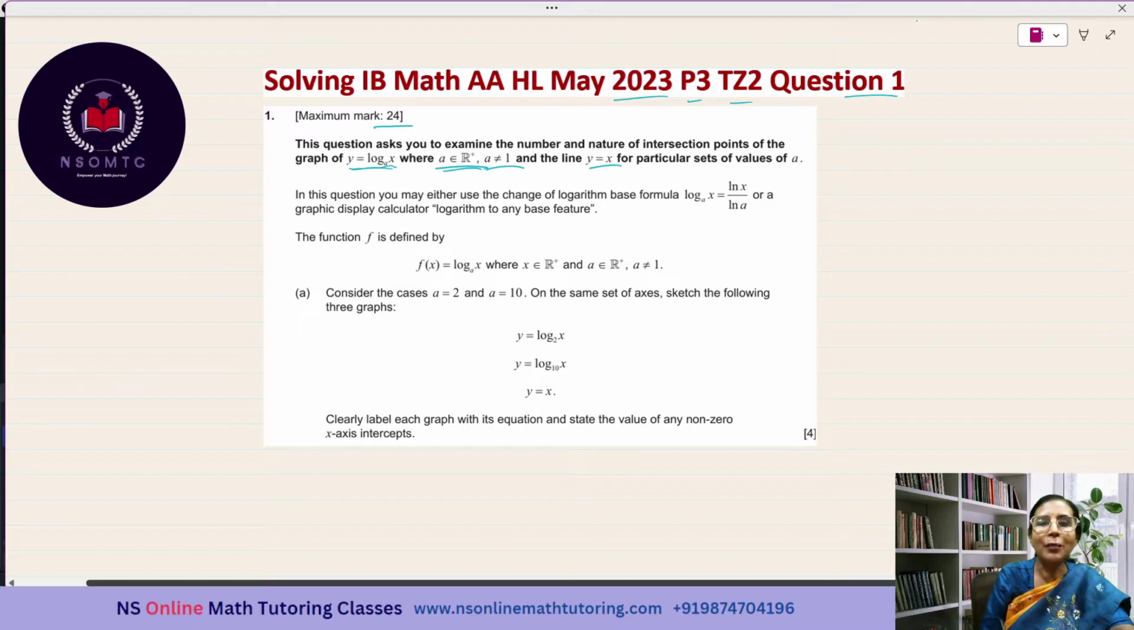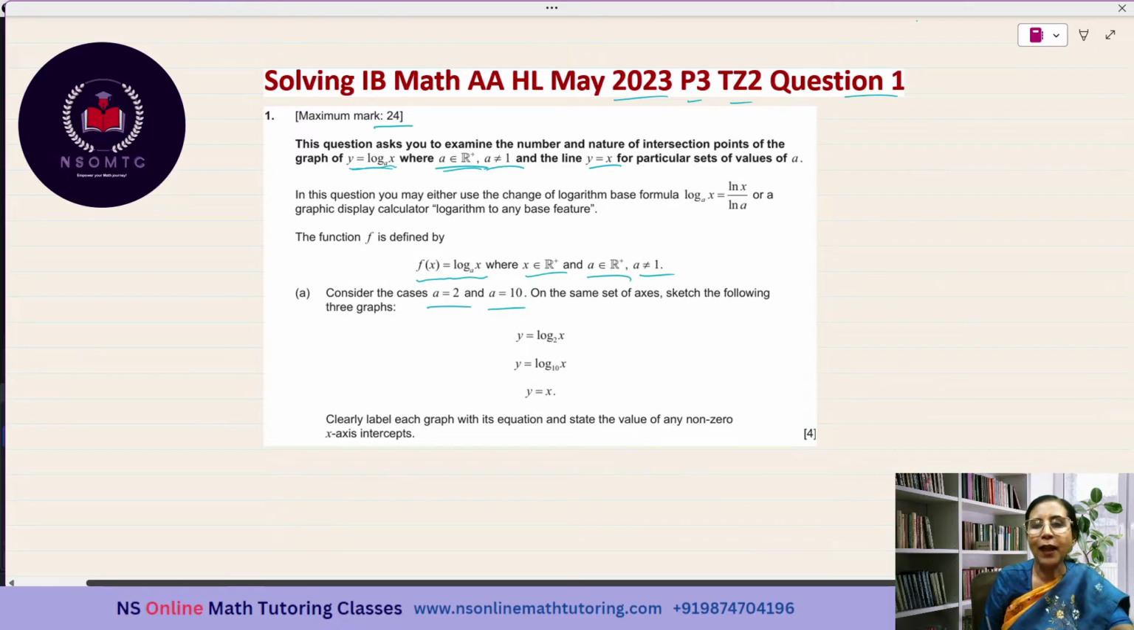In this question, you may either use the change of logarithm base formula, that is log of x to the base a is equal to ln of x, that means to the base e, over ln of a, or a graphic display calculator logarithm to any base feature. The function f is defined by f of x equal to log of x to the base a, where x belongs to the set of positive real numbers, a belongs to the set of positive real numbers, and a is not equal to 1.